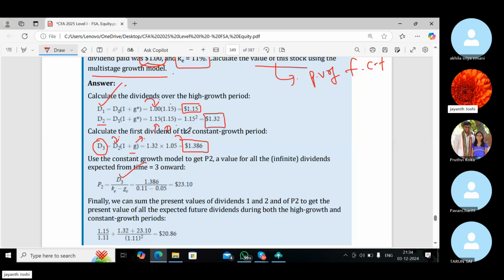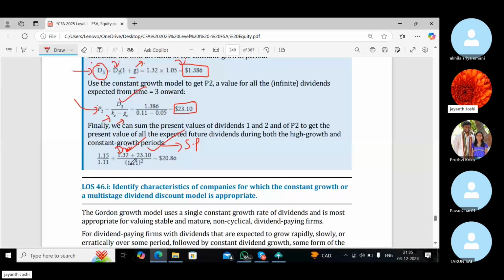Now I get the stock price at the end of year two. I'll take that, and I also have the dividend at the end of year two as 1.32. These are two cash flows: one is the stock price at the end of year two, and one is the dividend at the end of year two, D2. Then I'm going to discount it at the rate of 11%, that is 1 plus 0.11 whole squared. And I'm going to take the dividend at the end of year 1 and discount it at the rate of 11%.